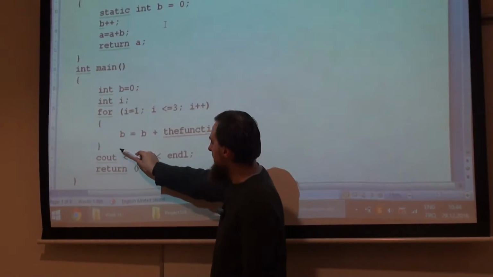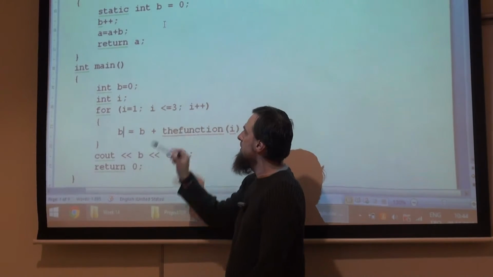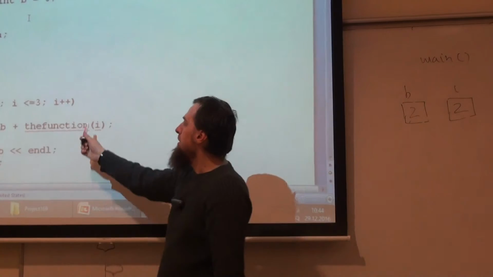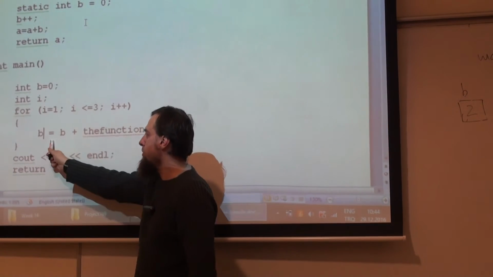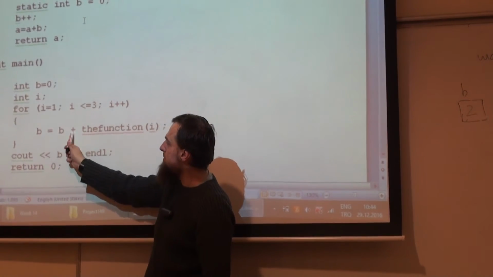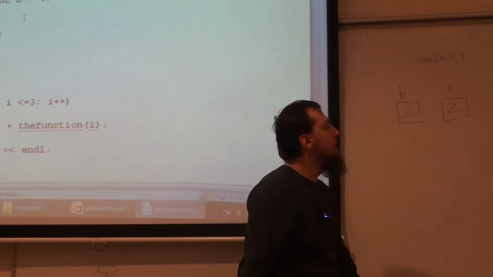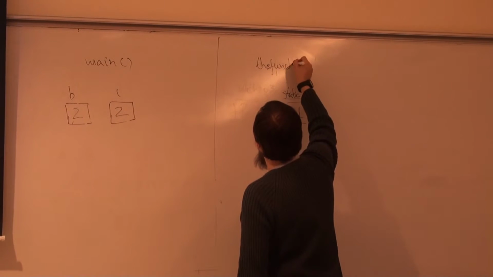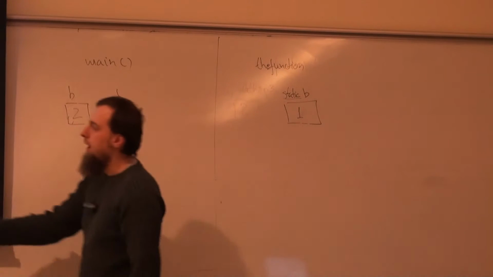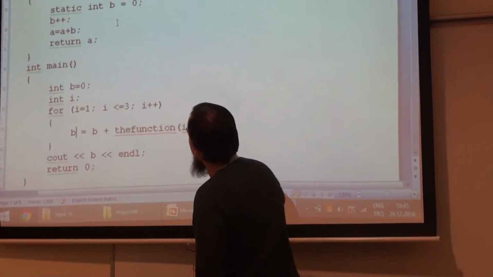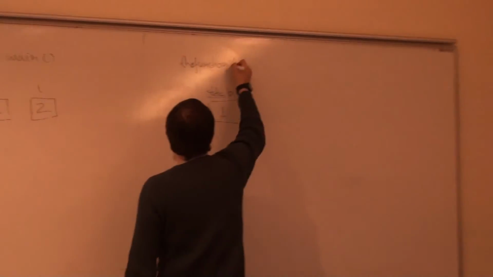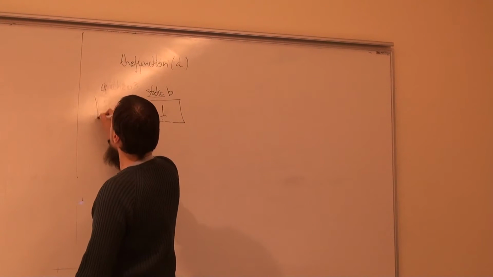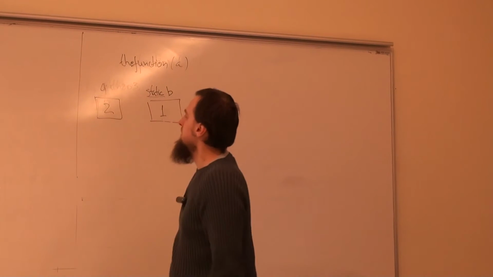Now let's see what happens. I increment I by 1 here. So I becomes 2. Is 2 smaller or equal to 3? Yes, it is. Then I go here and I say b is equal to b plus the function of I. Again, I call the function. But I here is actually a in the function. And when I call it with I, the value of I is 2. So basically, the value of a is 2.